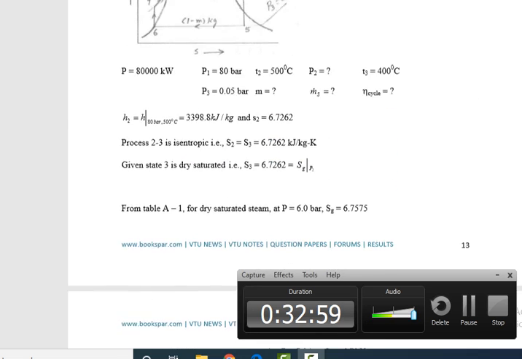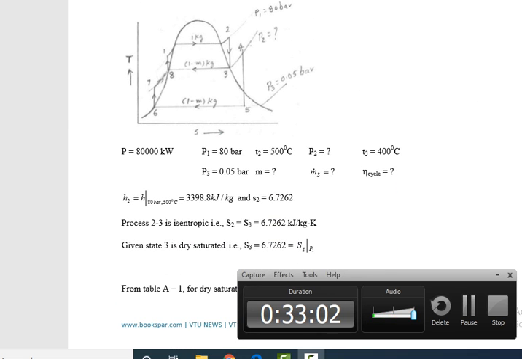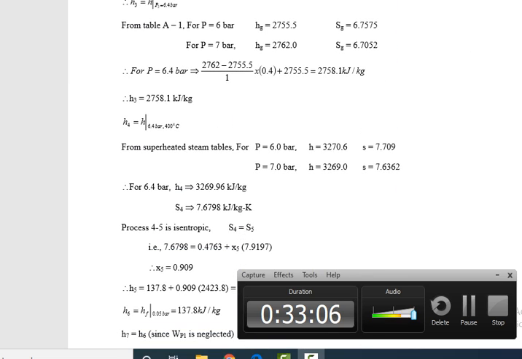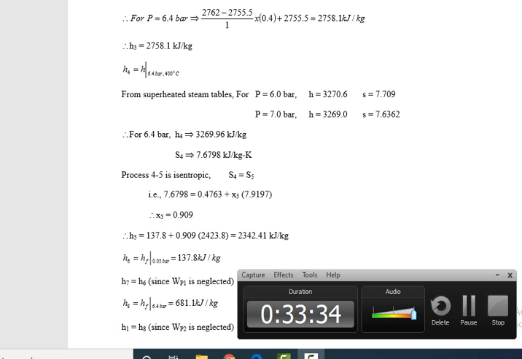Then at the same time you have to go to point 4, h4 equal to h at 6.4 bar and 400 degrees Celsius. From this point 4 you have to determine the enthalpy values at a temperature of 400 degrees Celsius. Again go to the steam table, the superheated zone. For P equal to 6 bar you get the enthalpy and entropy values, and for 7 bar these are the enthalpy and entropy values. Again by interpolation you get the value of h4 equal to 3269.96 kJ per kg, and s4 equal to 7.6790 kJ per kg K. This is the entropy value.